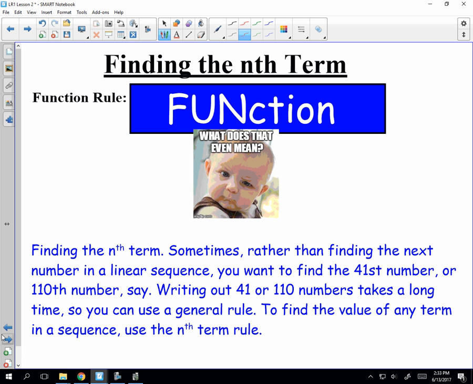In this situation, we're looking for the nth term. Think about it: if we wanted you to find the 41st term, how many times would you have to add or subtract or multiply that value? If we wanted you to find the 110th term, it just takes too long. So we're going to build some functions, some equations that will help us find those terms.